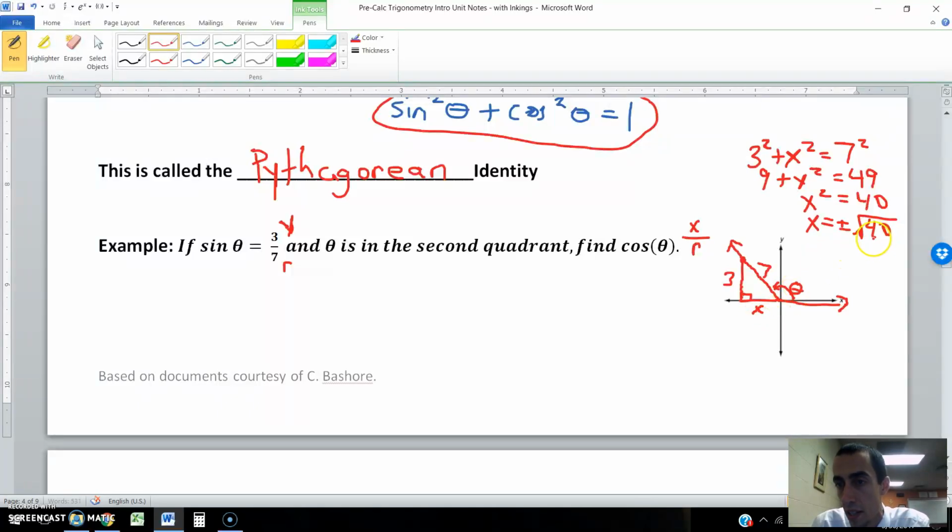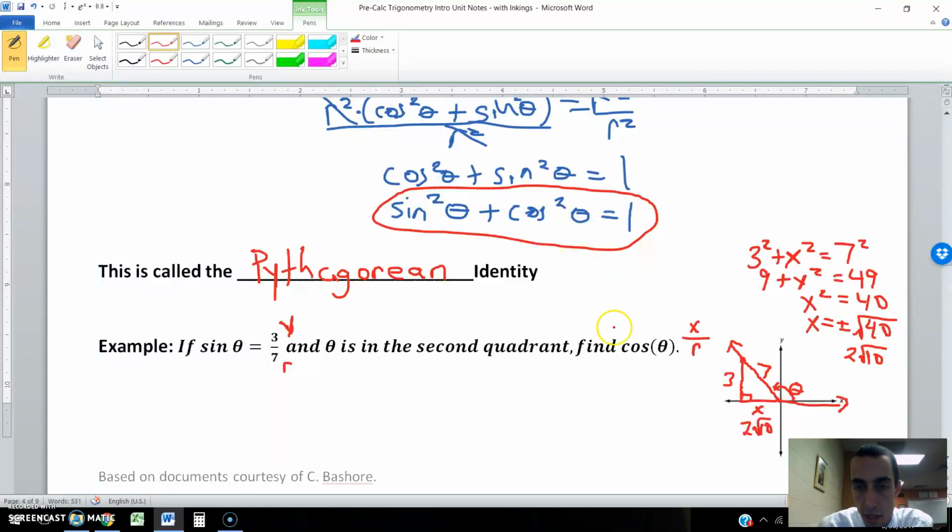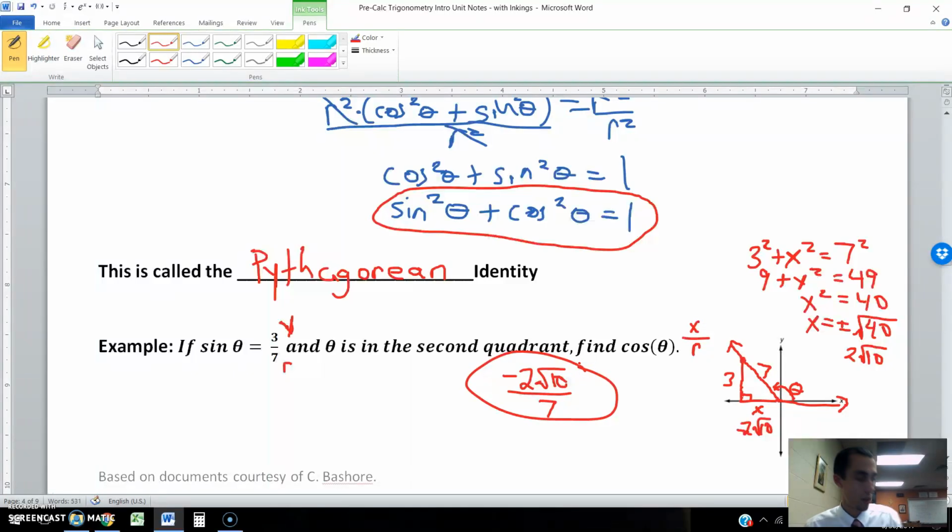And if we simplify that, I see that 40's got a perfect square factor of 4, so that's going to be plus or minus 2 root 10. And so this x value is going to be 2 root 10. And since it goes to the left, that's going to be negative 2 root 10. So x over r will be negative 2 root 10 over the r value, which is 7. So that's going to be our cosine of theta.